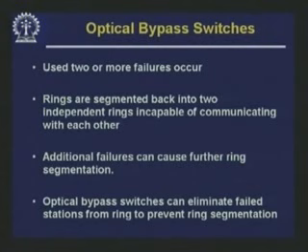And how is it done? This also we have discussed earlier, that means we have optical bypass switches used for 2 or more failures to occur. Rings are segmented back into 2 independent rings. By the way, what would happen if more failures occur? Suppose there was one single node failure, and the 2 rings, primary and secondary, then the 2 adjacent concentrators wrapped back, and we had a single ring like this.